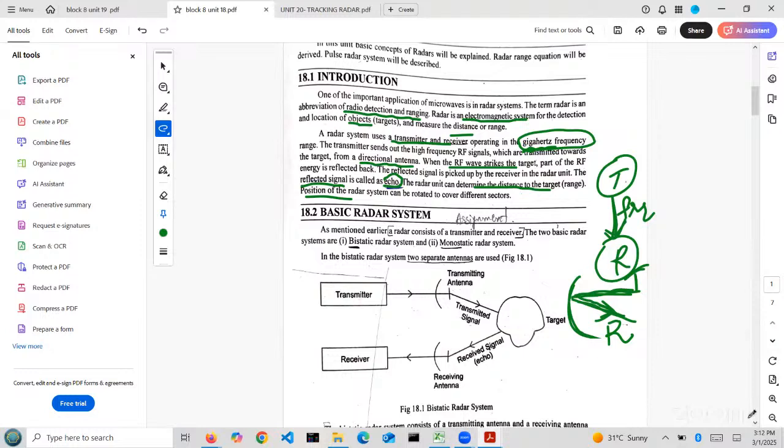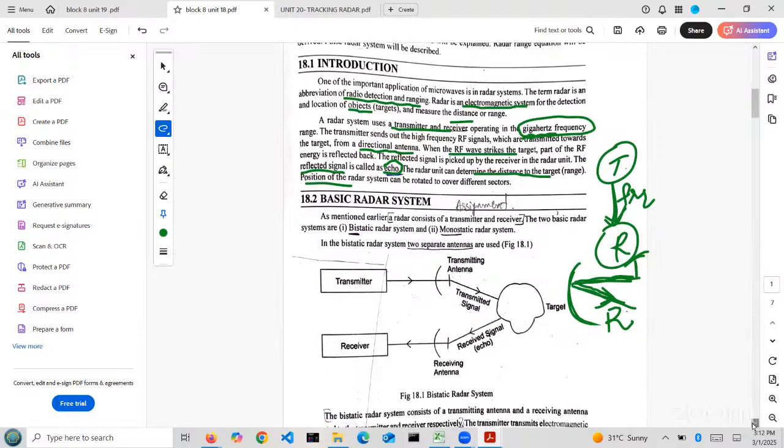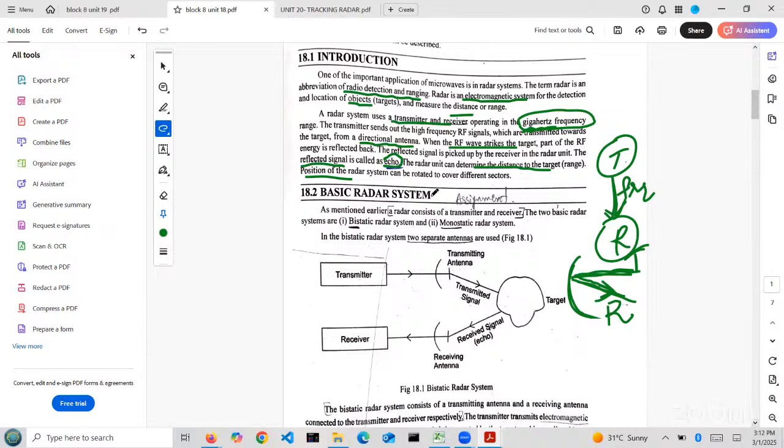Next, we will see the basic radar system. In the basic radar system, we have two types of radar systems. The first one is the bistatic radar system and the second one is the monostatic radar system. In this radar system, the transmitter is what we send from the input side, and on the output side I am calling it the receiver. So first, which topic are we discussing? The bistatic radar system. In the bistatic radar system, we have two separate antennas, one for the transmitter and one for the receiver. This is the first antenna, and what is this first antenna used for?